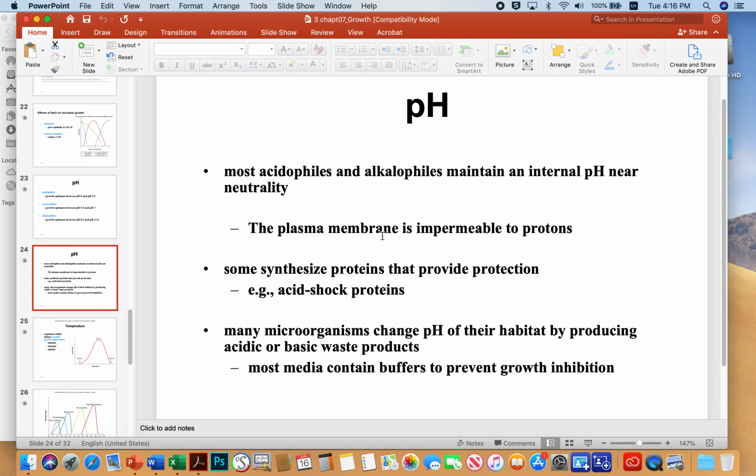protect it from destruction. Another cool thing that microbes do is they can change the pH of their habitat by producing acidic or basic waste products. And so again, that's a common concept in microbial biochemistry, is the ability to identify microbes based on the types of acidic or basic waste products that they produce. And we'll do some of that in the lab.